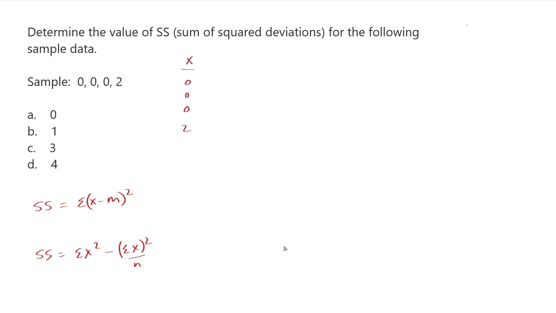The definitional formula requires that I know my sample mean, which is the sum of x over n. So I need to add these up, which is pretty simple. It's just going to be 2, and divide that by the number of values. Now, even though these are zeros, they do count, and so the average here is going to be divided by 4. 4 different values went into making this up, so the average is 0.5.